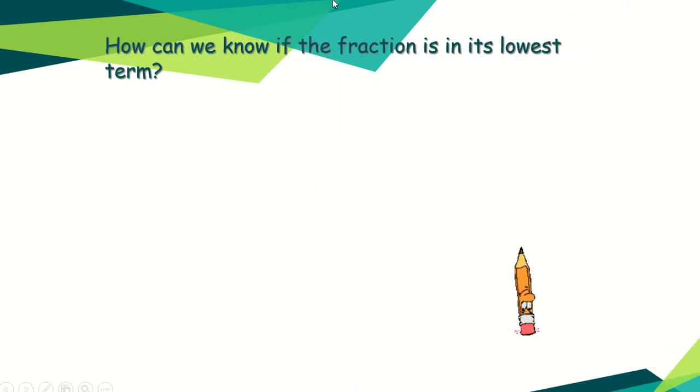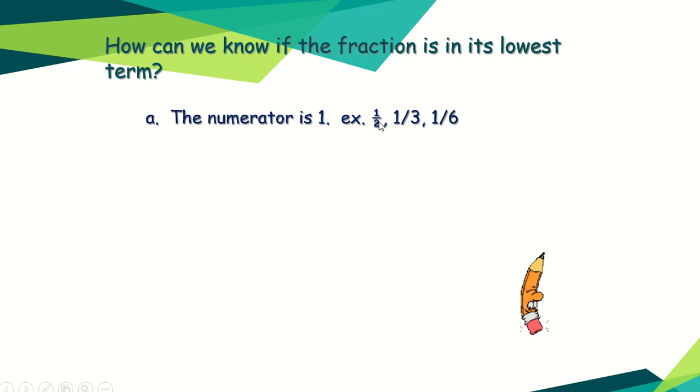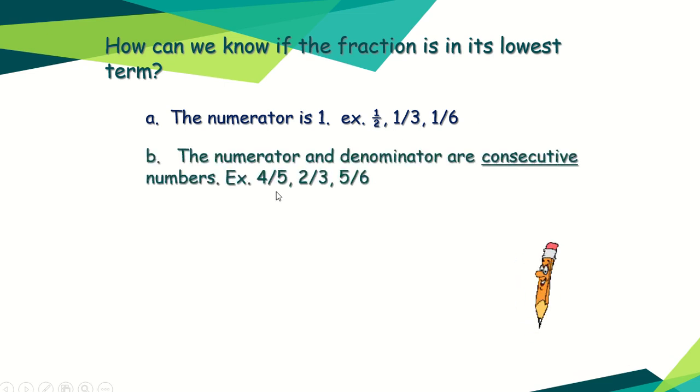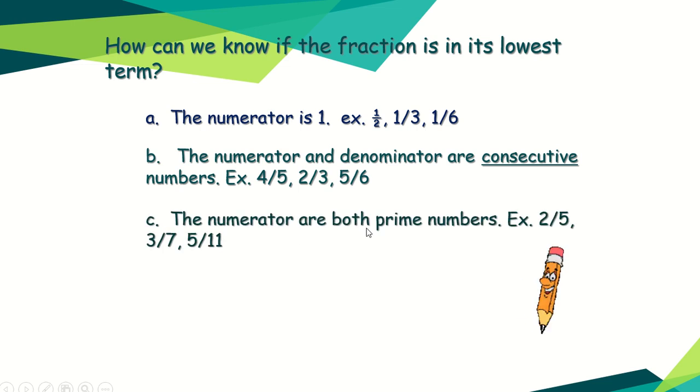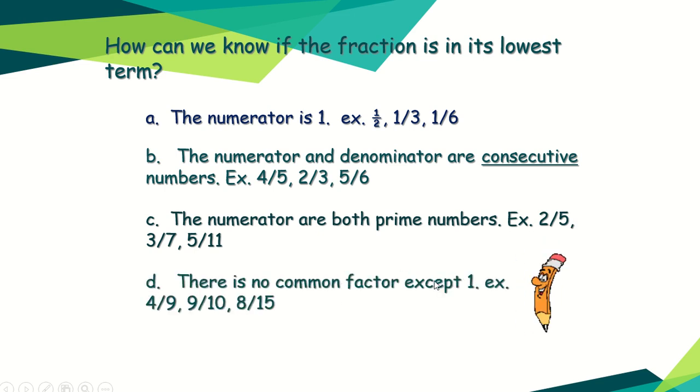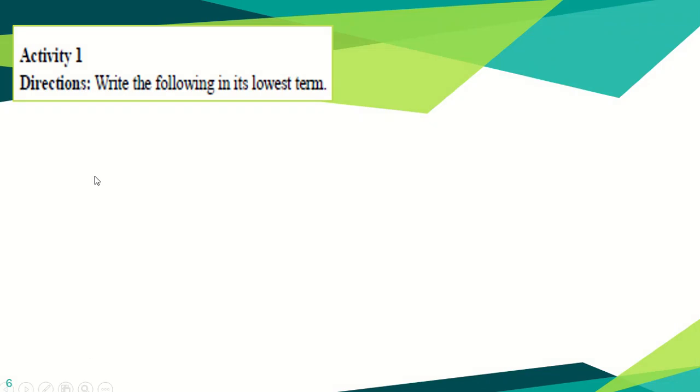But how can we know if the fraction is in its lowest term? A, if the numerator is 1. Example, 1/2, 1/3, 1/6. B, the numerator and denominator are consecutive numbers, 4/5, 2/3, 5/6, magkasunod siya. C, the numerator and the denominator are both prime numbers. Letter D, there is no common factor except 1.